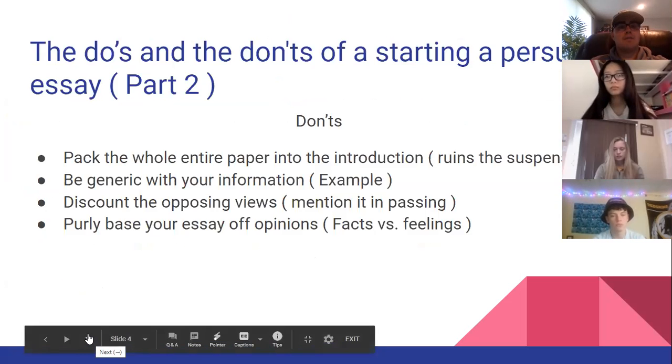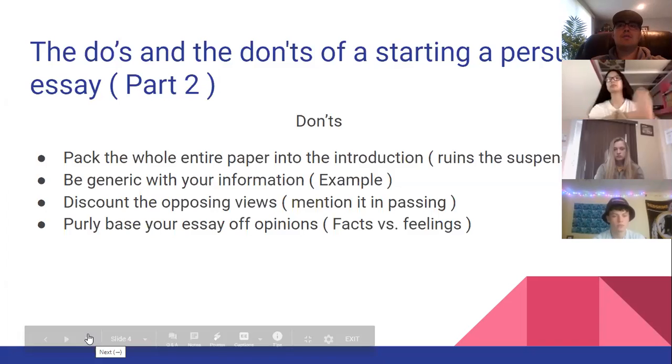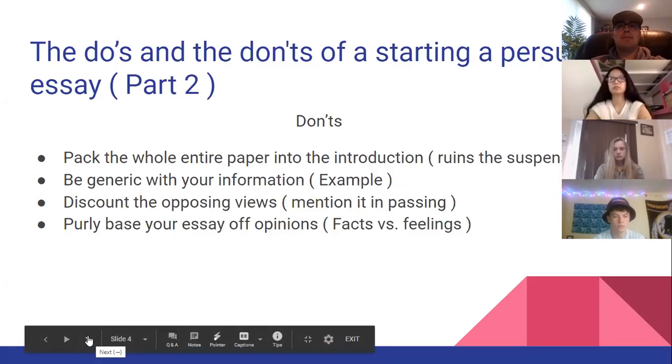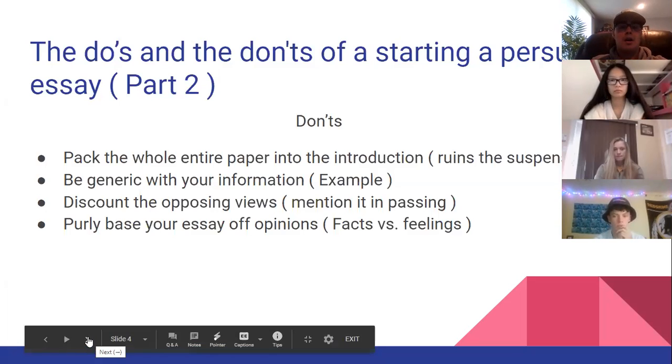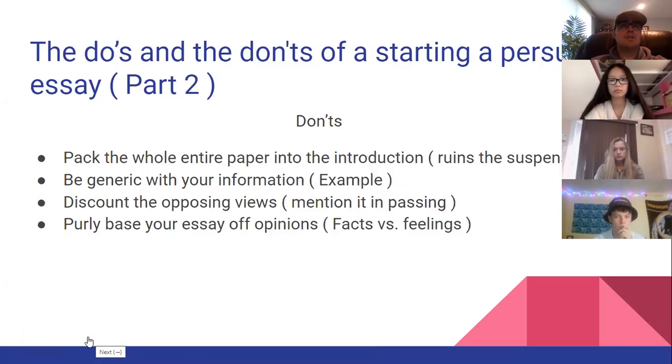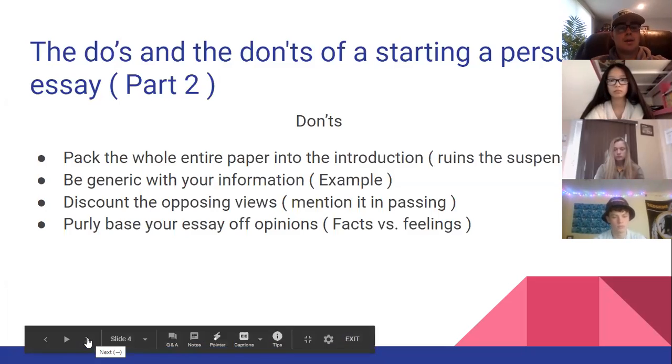Don't be generic with your information. For an example, if you're for renewable energy sources, you don't want to use gas or oil. Don't just say it's bad for the environment. That's a duh statement. Everybody knows that. You want to say, like, randomly for a statistic, in 2019, 62 million tons of gas were used for automotive cars. That pulls the reader in.